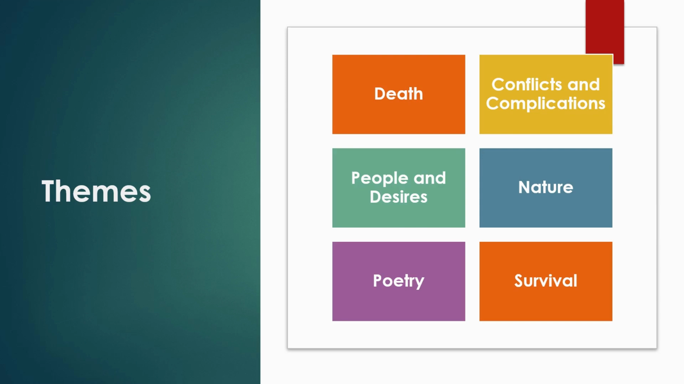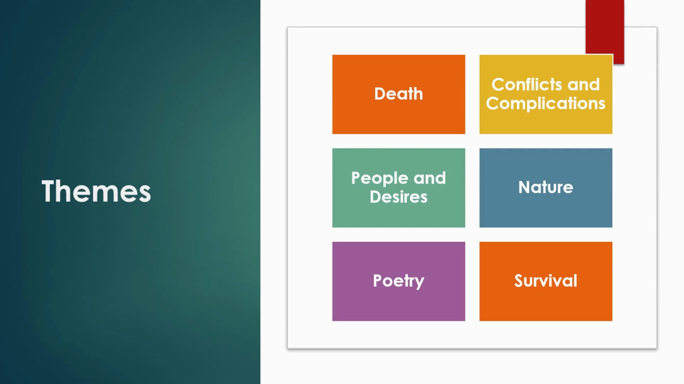Okay, so we have come to the end of our analysis. Let's examine the themes in the poem. We have examples of death, conflicts and complications, people and desires, nature, poetry, and survival. Okay? And the example of that in the poem is seen when the persona says what? Ideas of death: "I was certain that they would wilt, and having been wilt, I will actually place them in this week's garbage." Okay, but we saw that the flowers actually defied death.